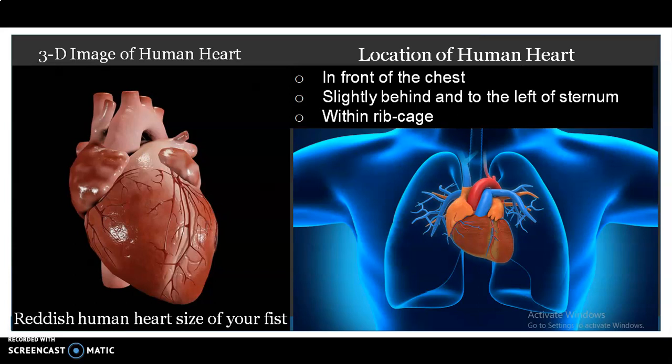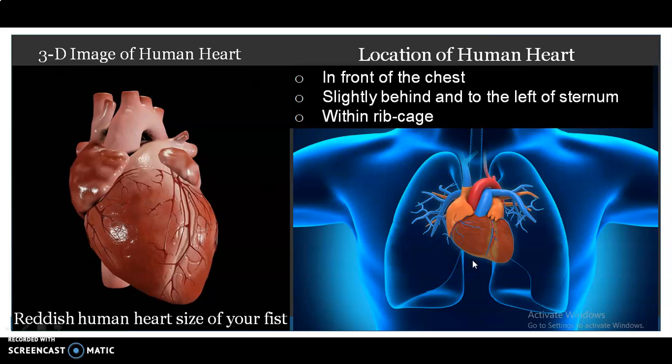हमारे body में हमारा जो heart है वो कहाँ present है. जैसा कि आप ये दूसरे image में देख सकते हैं, ये हमारे दोनों lungs के बीचों बीच present है ना. और ये किस हिस्से में प्रेजेंट है? क्या ये हमारे बॉडी के पीछे की तरफ के हिस्से में प्रेजेंट है? नहीं, इट इज प्रेजेंट इन फ्रंट ऑफ द चेस्ट. ओके, एंड वेयर एग्जैक्टली? स्लाइटली बिहाइंड एंड टू द लेफ्ट ऑफ स्टर्नम.